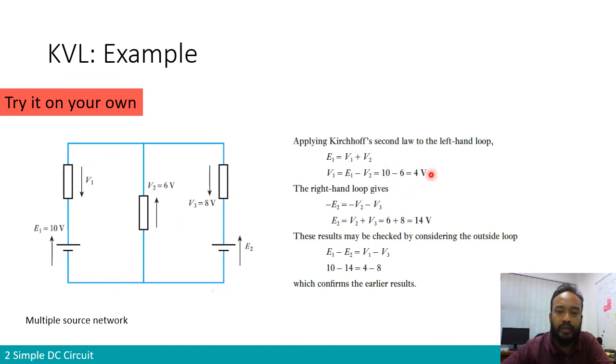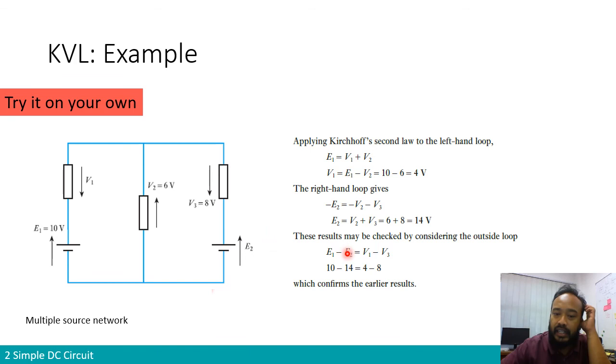That gives you V1 equals 4 volts. On the right-hand loop, if you write the KVL, you have V2 plus V3 minus E2 equals 0, so V2 plus V3 equals E2. So this is the equation over here. You will end up getting E2 equals 14 volts.